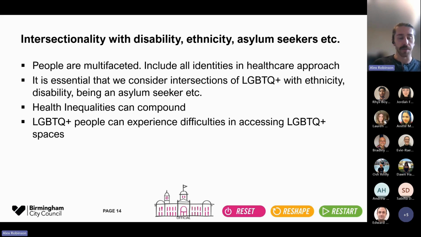But as I say, generally it's important that we consider how, for LGBTQ plus people, people are multifaceted and they don't just have one identity that determines their experiences, and we have to understand how those cross over.